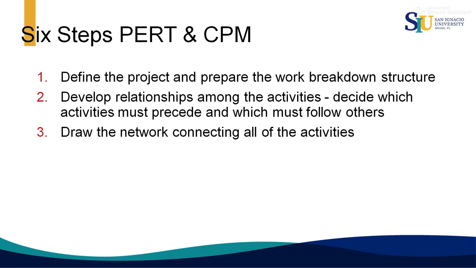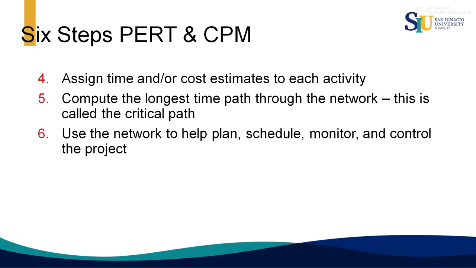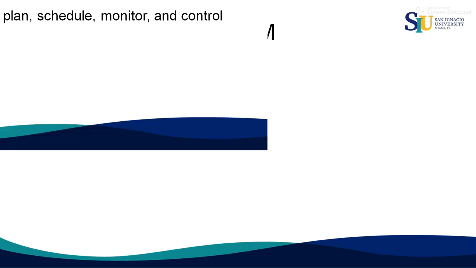There are 6 steps: define the project and prepare the work breakdown structure, develop the relationships among the activities, draw the network connecting all the activities, assign time or cost estimates to each activity, and compute the longest time path through the network. This is called the critical path. And finally, use the network to help plan, schedule, monitor, and control the project.